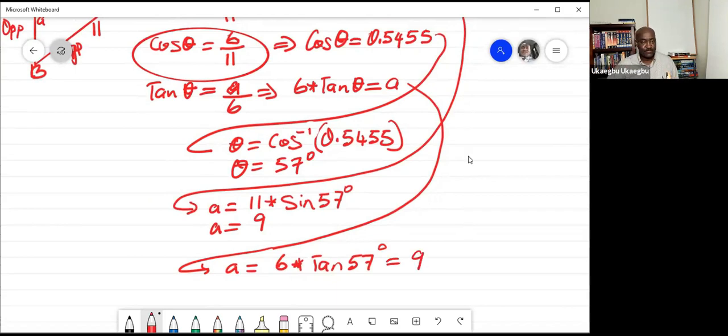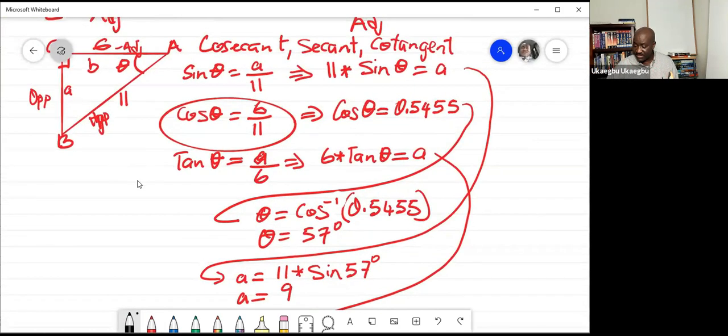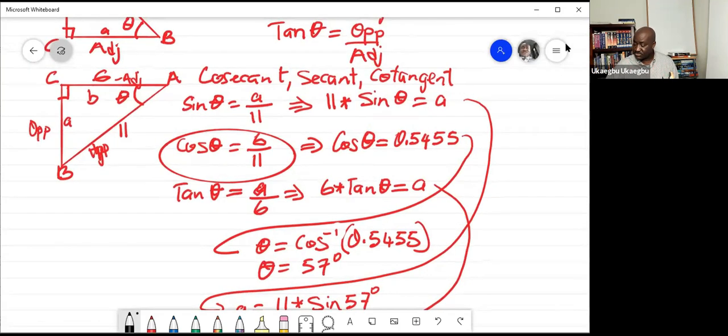All right. Now, if A is 9, let us use the Pythagorean theorem to actually find the value of A. So this one you can do by yourself. I give you 2 minutes. Use Pythagorean theorem to find the value of A.